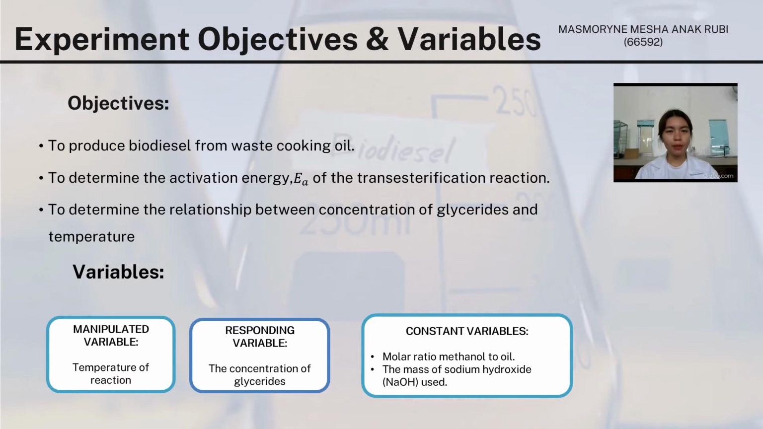The experiment objectives are to produce biodiesel from waste cooking oil, to determine the activation energy of the transesterification reaction, and lastly to determine the relationship between the concentration of glyceride and temperature. Next are the experiment variables. The manipulated variable is the temperature of reaction, the responding variable is the concentration of glyceride, and lastly the constant variables are the molar ratio of methanol to oil and the mass of sodium hydroxide used.